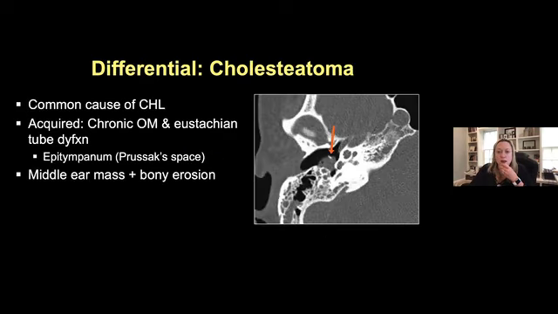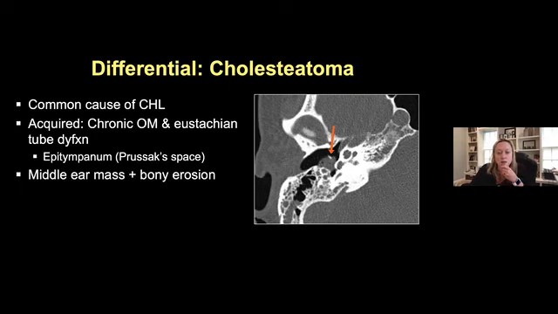Moving on to another cause of conductive hearing loss, cholesteatoma is probably one of the most common causes, other than just chronic otitis media. Cholesteatoma is the end stage of chronic otitis media and chronic eustachian tube dysfunction, where patients have an inability to equalize the pressure between the atmosphere and their middle ear cavity. That leads to chronic negative pressure, which causes retraction, or sucking in, of the eardrum.